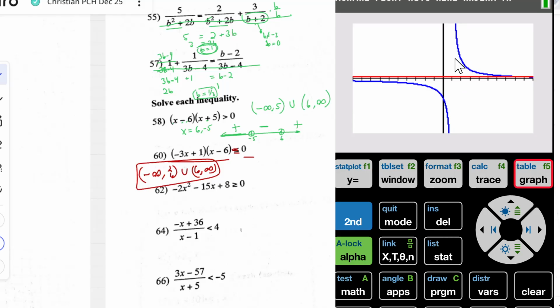Now I can more clearly see where that switchover is. It looks like it's about 1. And actually, looking at the equation, I see the denominator is x minus 1, which correlates to an asymptote at x equals 1. All right, I'm ready to answer the question. The blue line's below the red line from negative infinity all the way up to 1. And then it switches. Then the blue line's above. So I only want this section. So my answer is going to be negative infinity all the way up to 1.